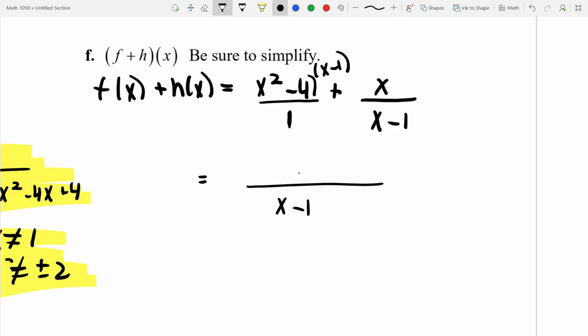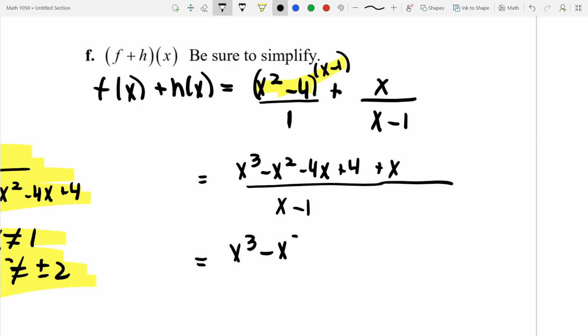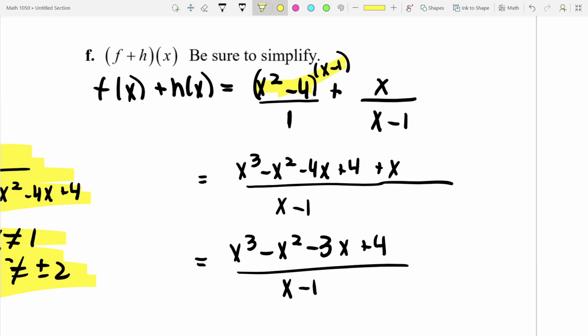So now what I'm going to do is put parentheses around those, and I'm multiplying x squared minus 4 times x minus 1. When I do that, I get x to the third minus x to the second minus 4x plus 4. Look at the next fraction. That guy already has the x minus 1. I'm not missing anything, so I'm just going to go plus x. And now I'm going to clean it up, so it's x to the third minus x to the second minus 3x plus 4 all over x minus 1, and I'm done.